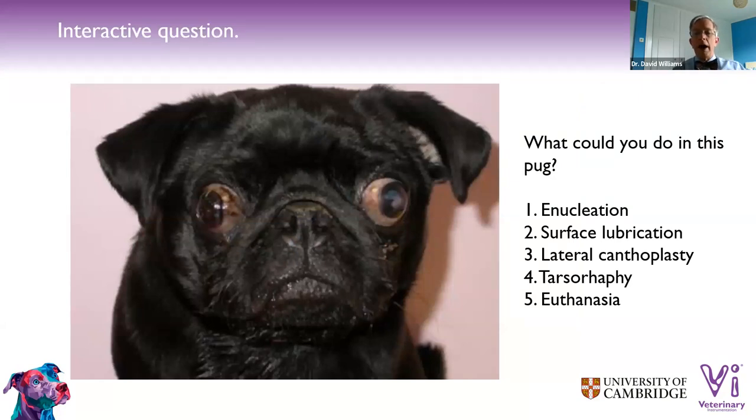Okay. Question for you again. What are you going to do in this pug? Are you going to enucleate it? Maybe, who knows, but I've got a fair number of pugs with bilateral enucleations. Or maybe just surface enucleation would be sensible. Would you do a lateral canthoplasty? Or maybe a tarsorrhaphy, if you just close the lids for a bit? Or maybe it's time to say goodbye to the animal.